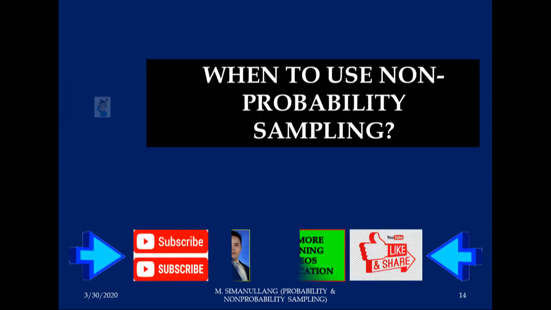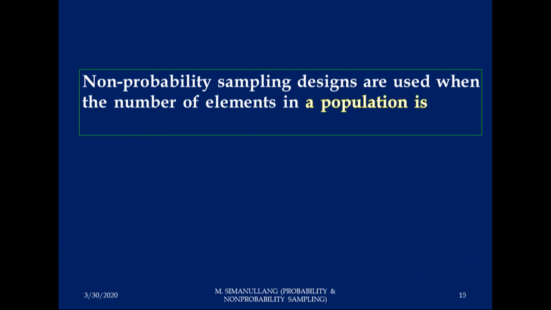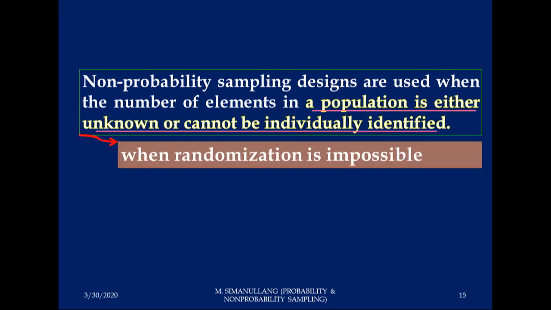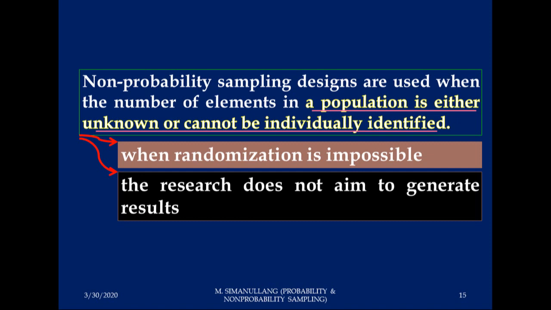Now we are going to answer the question, when to use non-probability sampling. Non-probability sampling designs are used when the number of elements in a population is either unknown or cannot be individually identified. Therefore, if the number of the population cannot be identified, then randomization is impossible, and the research does not aim to generalize results. It means the sample doesn't represent the population, as we have in probability sampling.